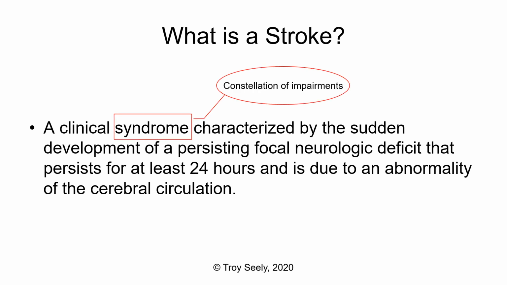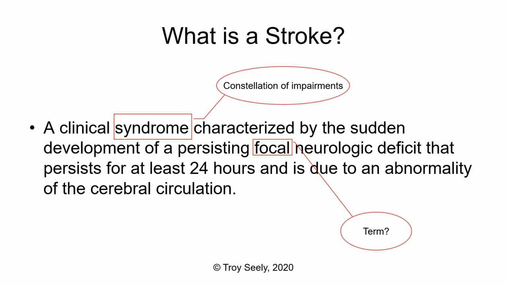So first off, a clinical syndrome. A syndrome is a constellation of impairments. So there might be signs or symptoms brought together that gives us a picture that a stroke has occurred. It's not just one thing. And these are characterized by a sudden development of a persisting focal neurologic deficit.